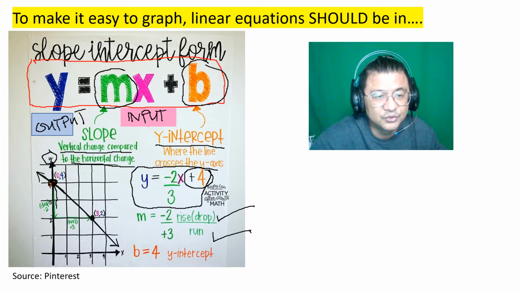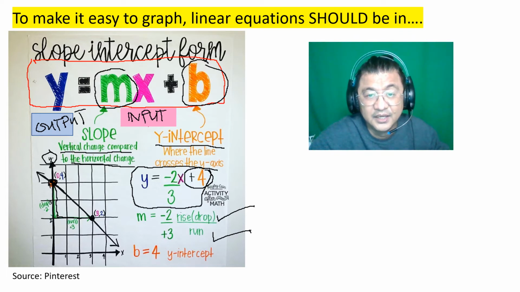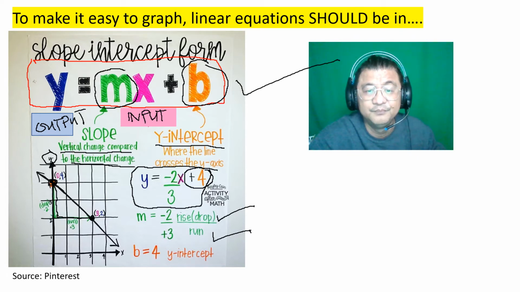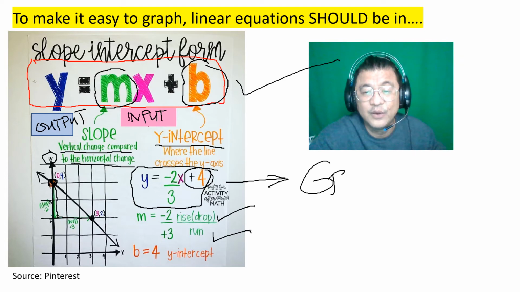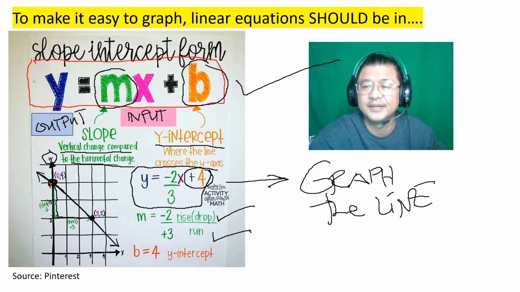Look at this: 1, 2, that's negative 2. Run 3 times to the right: 1, 2, 3. That's the second point. Connect the points and you'll get a line. So if you know the slope-intercept form, you can now graph the line.